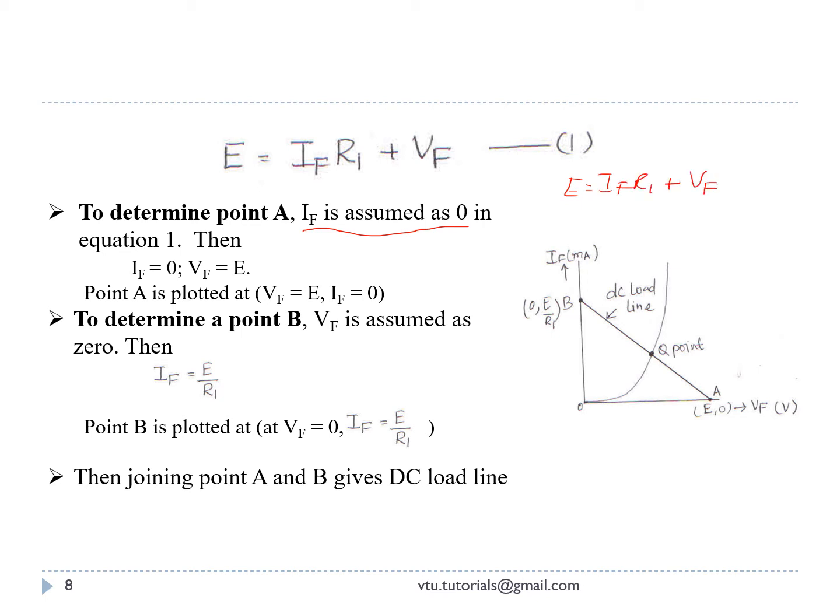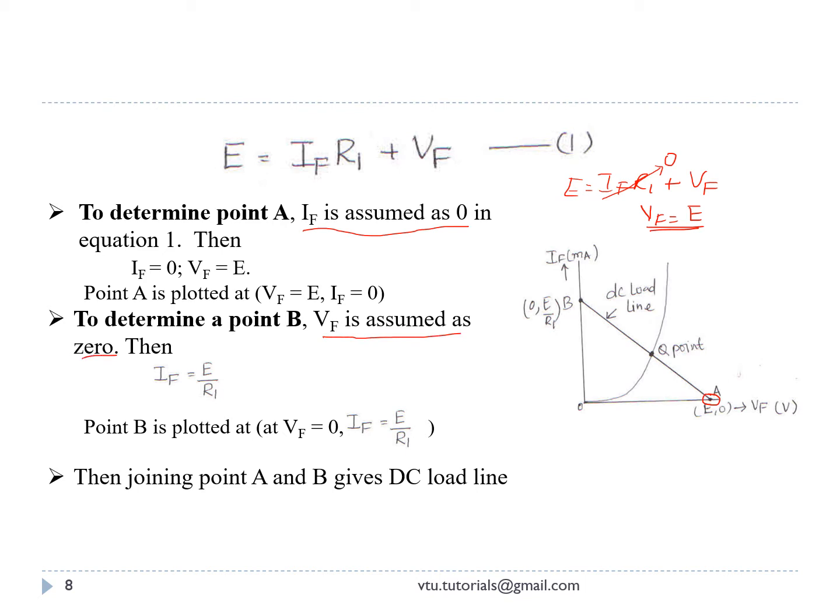The equation here with IF becoming 0 is like this, where VF is equal to E, right? So in this case, VF will be equal to E. Then the point on the x-axis, that is point A here, is E comma 0. Then to determine the point B, we assume VF as 0.